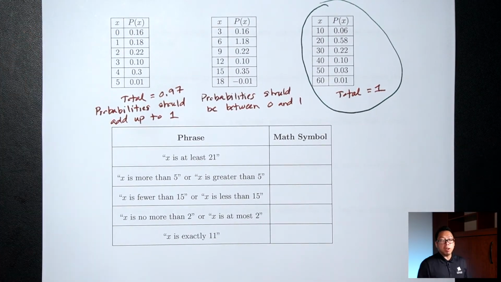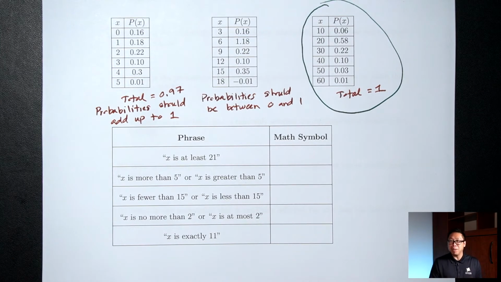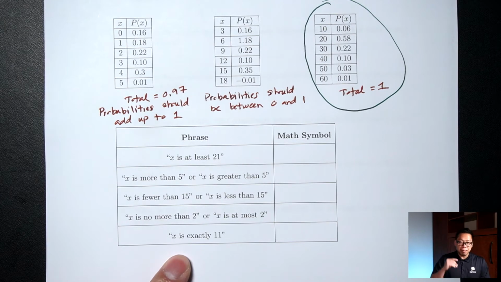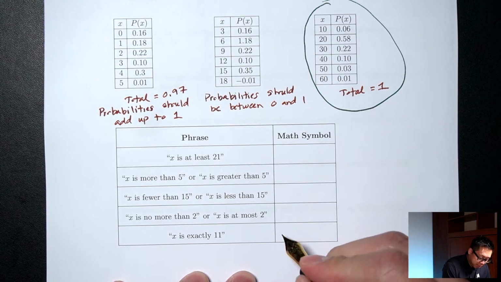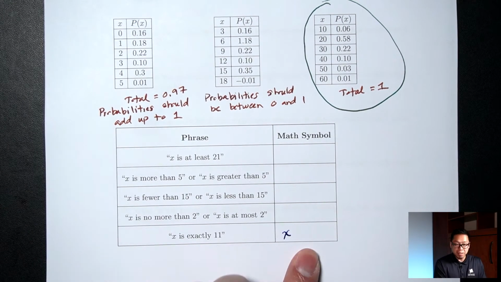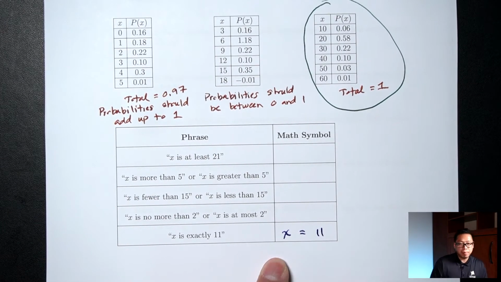Okay, so now I want to talk about some phrases that we'll encounter over and over again in this unit. What I want to do is translate these phrases to math symbols to make sure that we all agree what they mean. Let me start with the easiest one, which is the last one. So x is exactly 11. Translated to math symbols would be x is exactly equal to 11. So x equals 11.